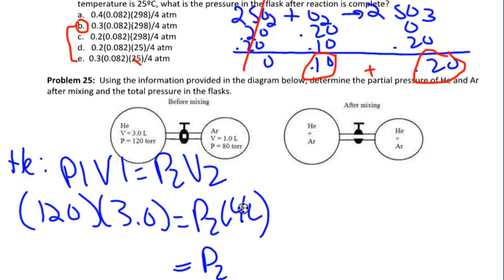So 120 times 3 is 360 divided by 4. Looks like 90, isn't it? Okay. So look what happened. Volume went from 3 liters to 4 liters. So volume went up. Pressure is going to go down. Yes, it did. But I'm not done yet.